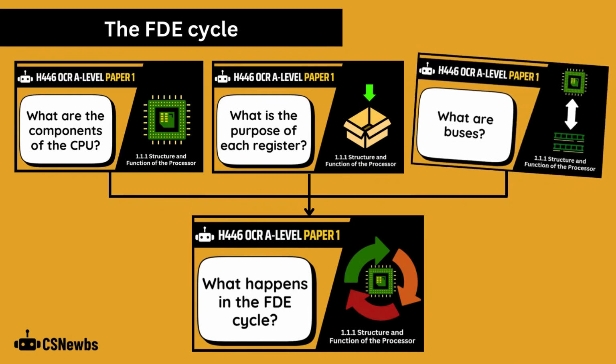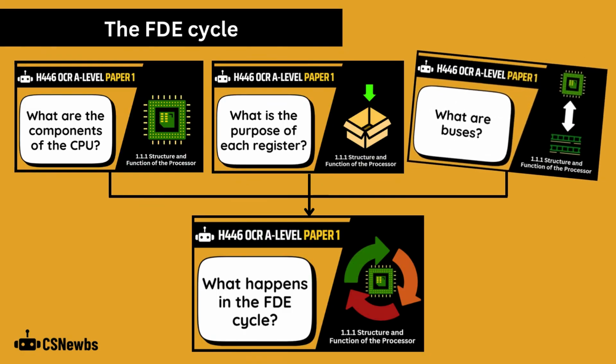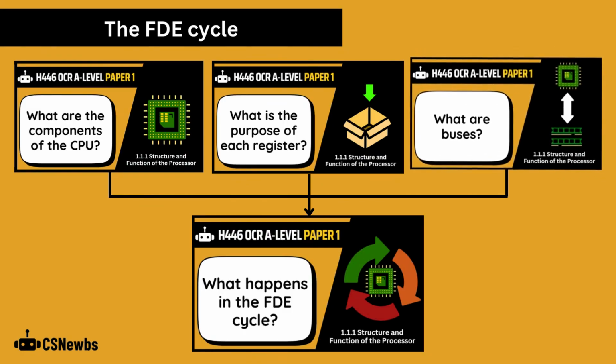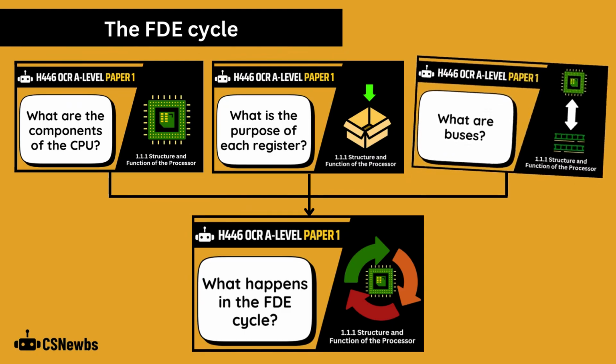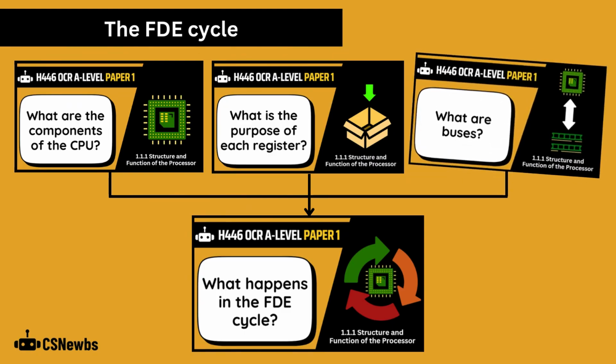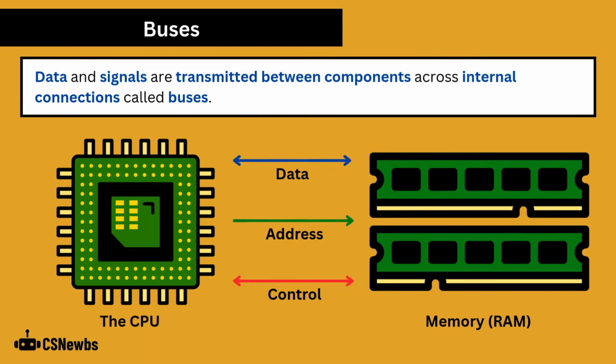This is the third and final video on the journey to understanding in depth how the fetch-decode-execute cycle works, which we will look at step by step in the fourth video. Data and signals are transmitted between components across internal connections called buses. Be aware that a bus in computing isn't like a vehicle.